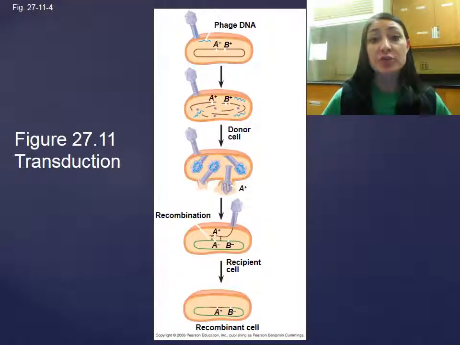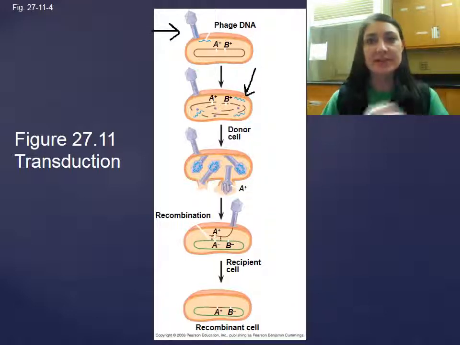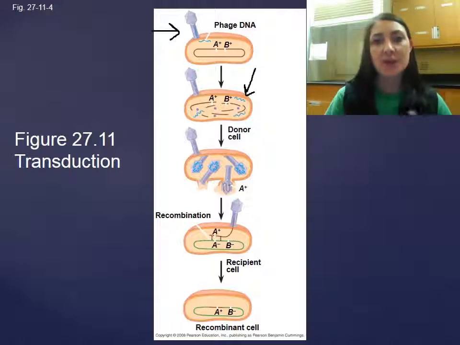Here's an example of how transduction works with a bacteriophage, which is a virus that specifically infects bacteria. So here we see the virus is infecting the cell and it's inserting its viral DNA into the cell. That viral DNA is going to function in making new viruses, copying itself, and in the meantime, it also is going to chop up the host cell's DNA. So this cell originally had an A positive and a B positive allele.